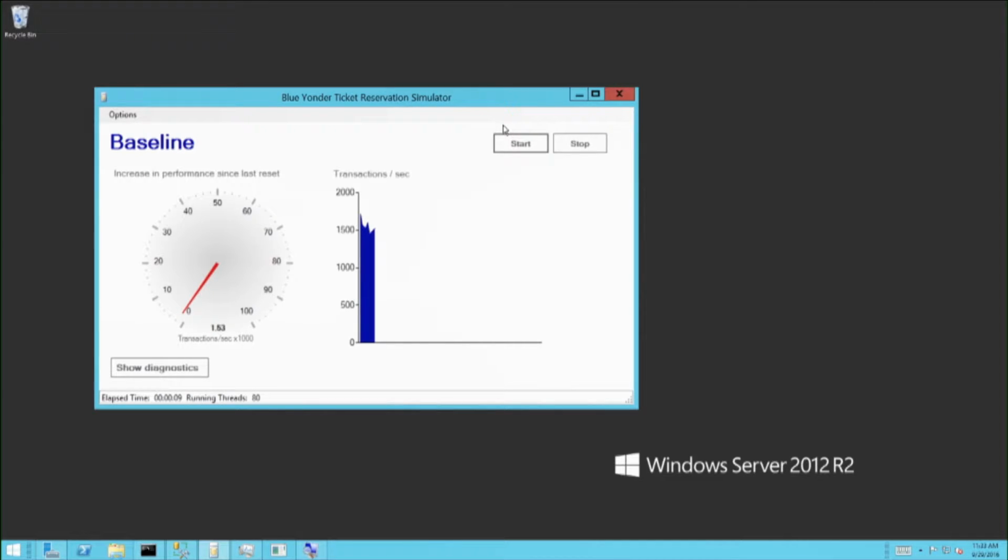So this app, to briefly recap, simulates a high volume OLTP application. In this case, it simulates ticket reservations. It has a bunch of connections, like 80 connections, and each connection is trying to run transactions as fast as possible, in a loop. And we are really taxing the server with that. So this is the highest throughput we can get with traditional disk-based tables with this workload.